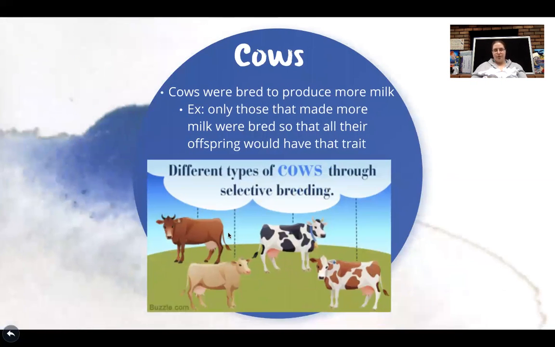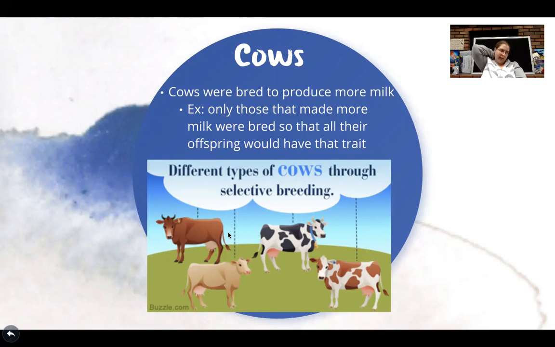Another example, cows. There are different breeds of cows. And what we did was, for the dairy industry, we only bred those cows that produce a lot of milk. So hey, this one produced a lot of milk, we're going to breed this one. This one didn't produce quite as much milk, so we're not going to breed that. And the reason why is because if they have the trait to produce more milk, then we breed them, their offspring are likely to have that trait as well. So over time, we have the cows that we see today.